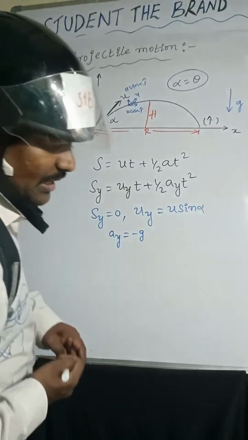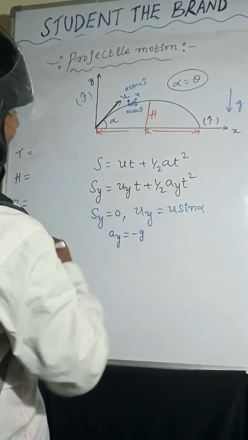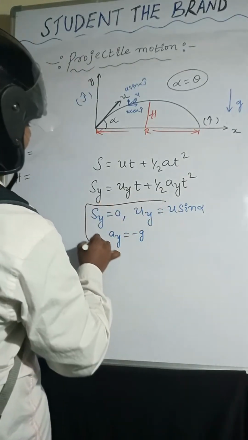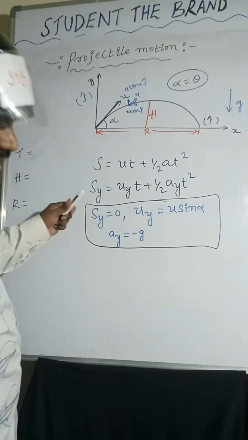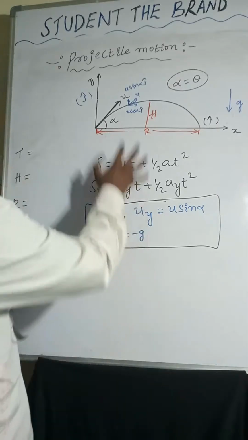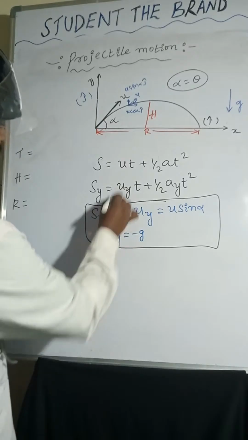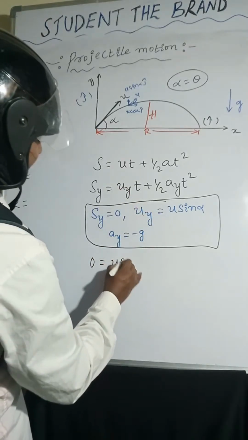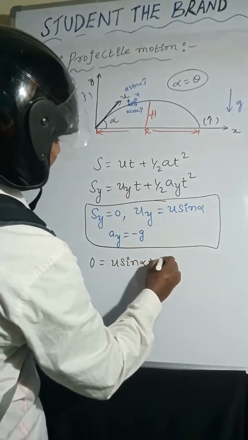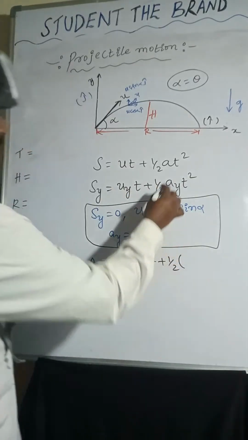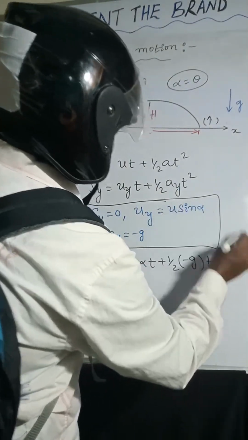Now substitute these conditions in the equation. These are the conditions when the body is moving in vertical motion along the y-axis, only in this case. So now you can take 0 equal to uy, which is u sine alpha, times t, plus half into ay, which is minus g, and t square.